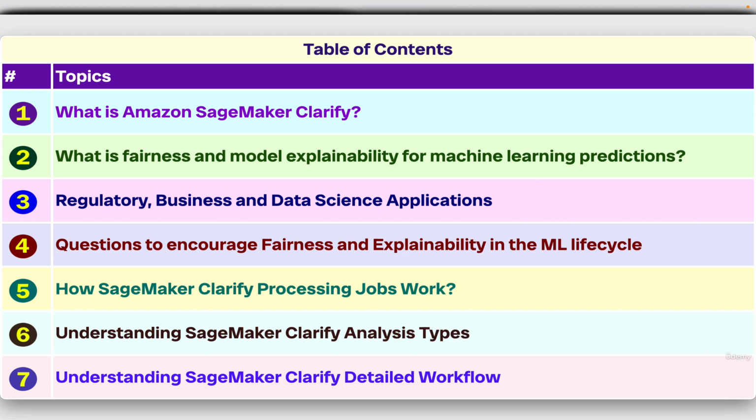So this lecture will contain all those topics. What is Amazon SageMaker Clarify? What is fairness and model explainability for machine learning predictions? Regulatory, business and data science applications. Questions to encourage fairness and explainability in the machine learning lifecycle. How SageMaker Clarify processing jobs work. Understanding SageMaker Clarify analysis types, understanding SageMaker Clarify detailed workflow.